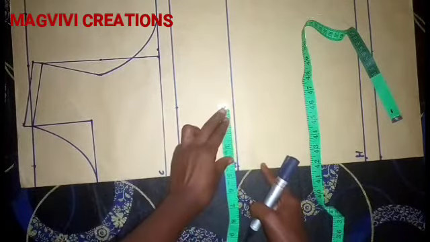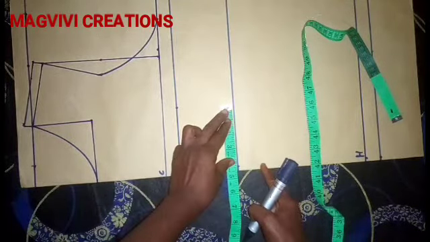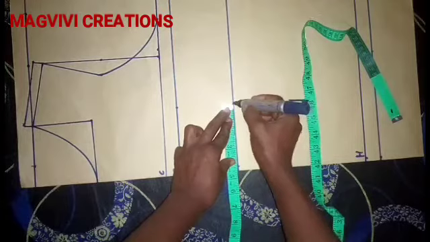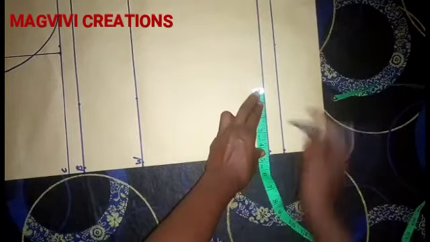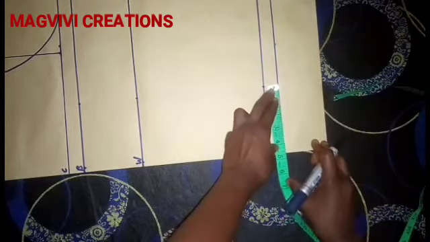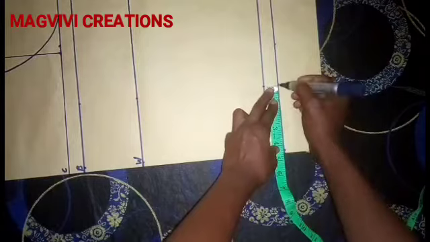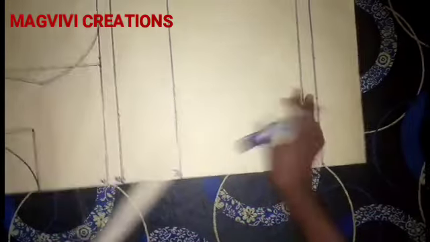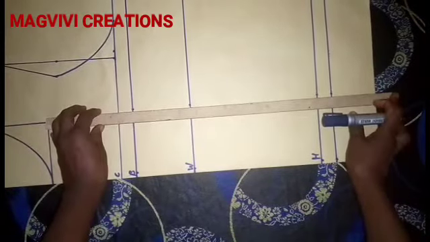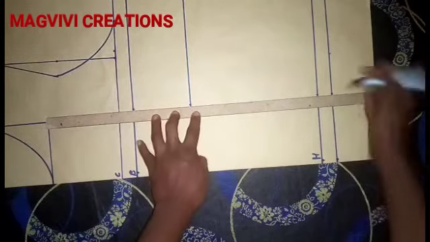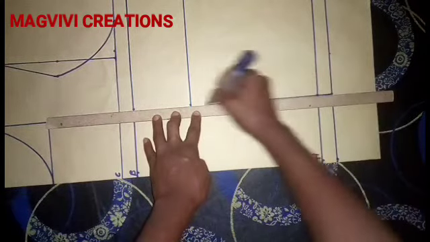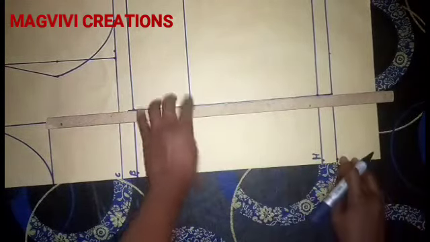Okay, then at the waist point, I'll place down to the hem. So you place it on the hip also and on the hem. So we have it there. Now connect it with a straight line. Just draw a straight line to connect the points. Okay, so this is it.